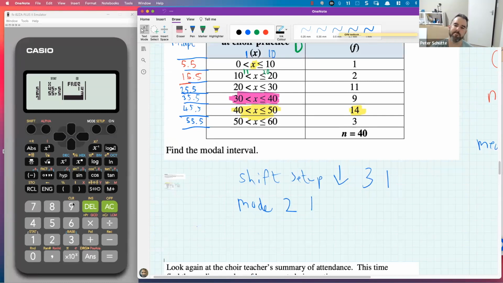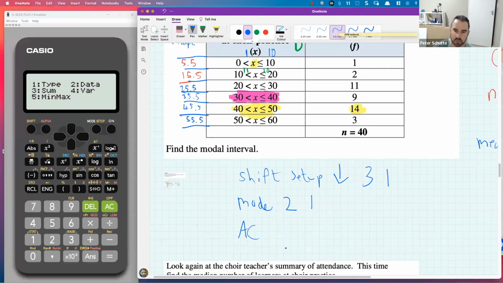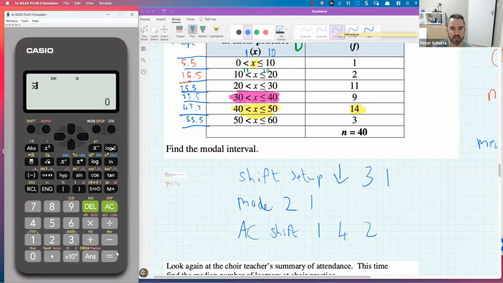Okay. So now what I'm going to do is hit AC. So I hit AC. And I go shift 1. So AC. Why does it keep doing that? Shift 1. And then I go to 4 for var. So 4. And then I hit 2 for the median. And I'm going to hit equals. And I get 36.